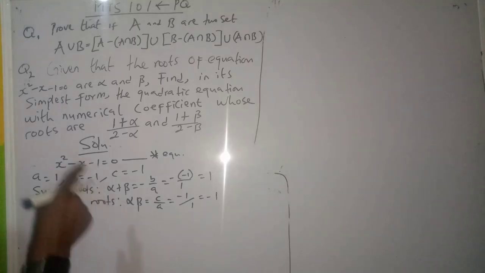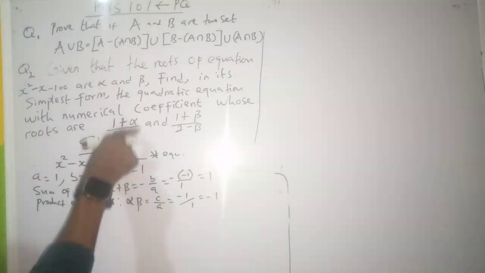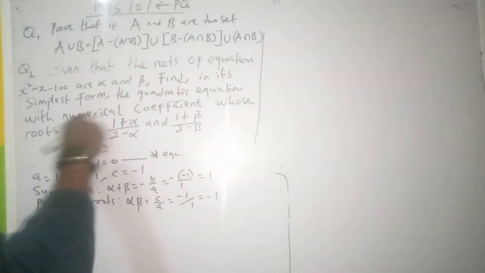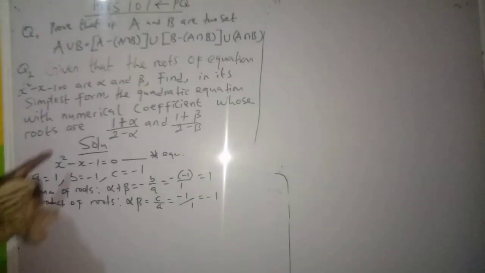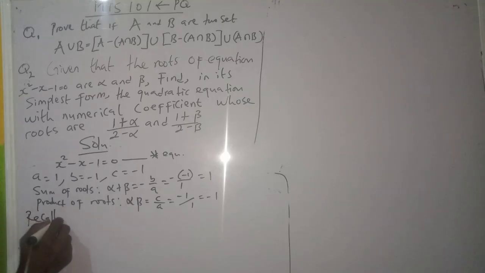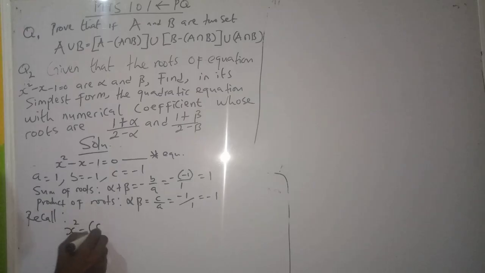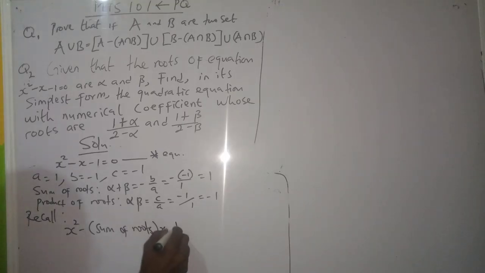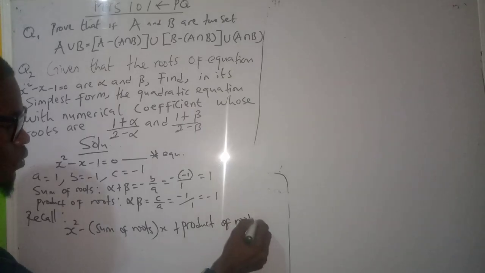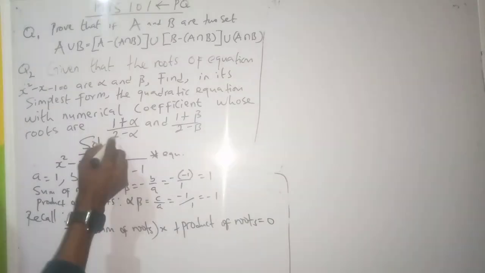So now, since we have gotten our sum and product of roots, then we can now talk about this. Alright, so we are going to find the quadratic equation with numerical whose roots are these. What will be the quadratic equation for this one? So you will now recall that in your secondary school they gave something like x squared minus sum of roots x plus product of roots equals to 0. You will remember very well.